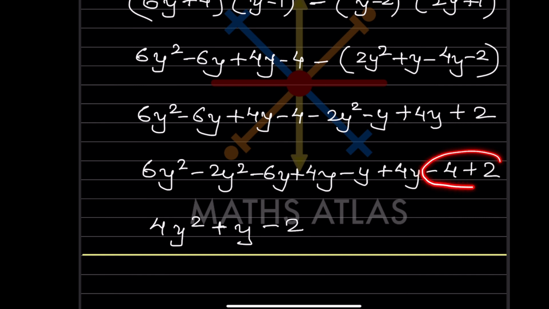And this will be minus 4 plus 2, that will be minus 2. Minus 4 plus 2, that is going to be minus 2. So this is the answer.